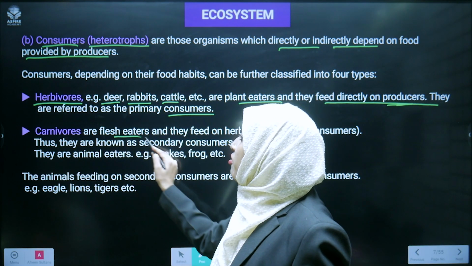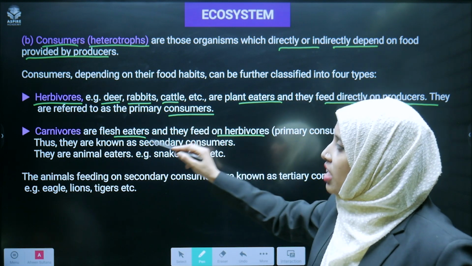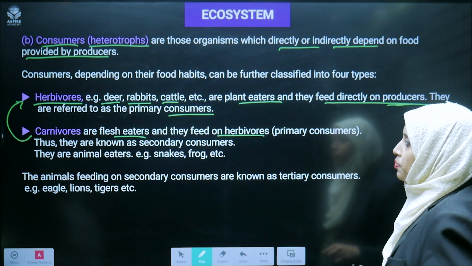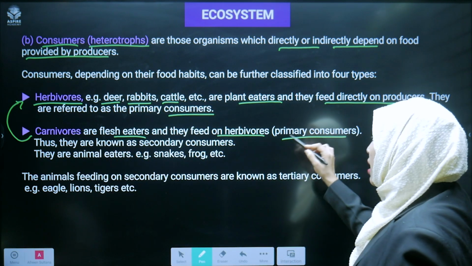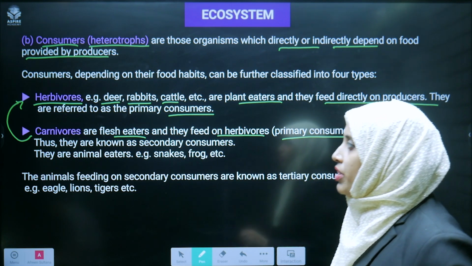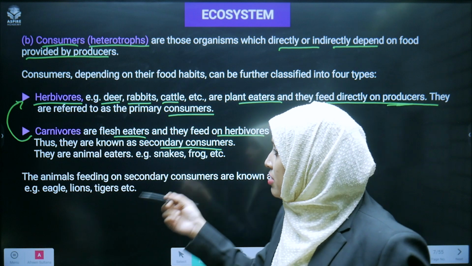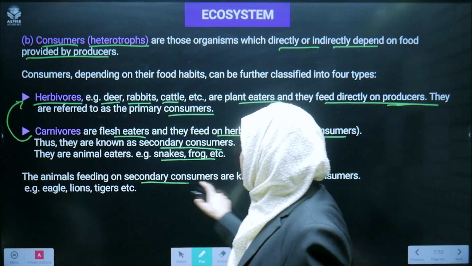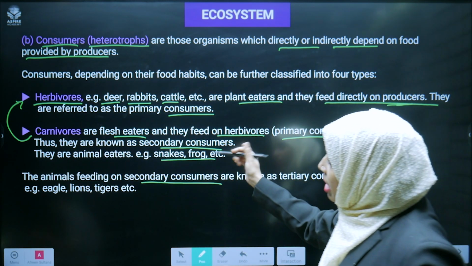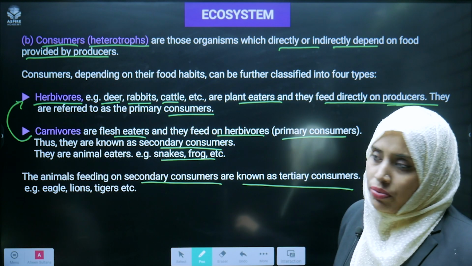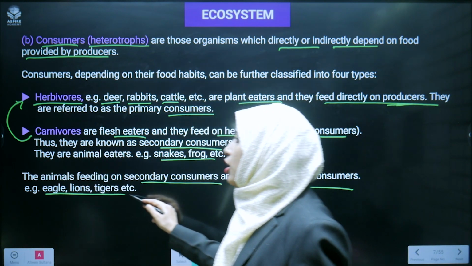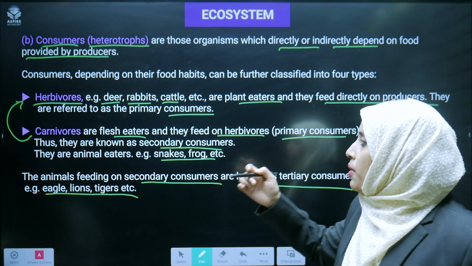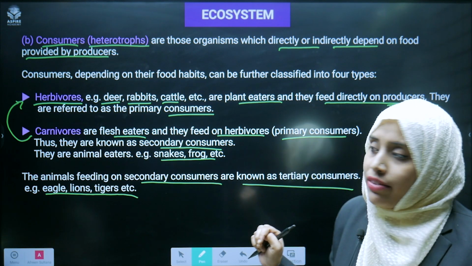Carnivores will definitely be the second consumers. Carnivores are flesh eaters and they feed on herbivores. Whom do carnivores eat? Herbivores. What do herbivores eat? They eat the green plants. So herbivores are the primary consumers, but carnivores are secondary consumers, with examples such as snake, frog, lion, tiger. Those that feed on secondary consumers are known as tertiary consumers, and at the tertiary level there are eagle, lion, tiger. The level below that is the secondary consumer, the carnivores.